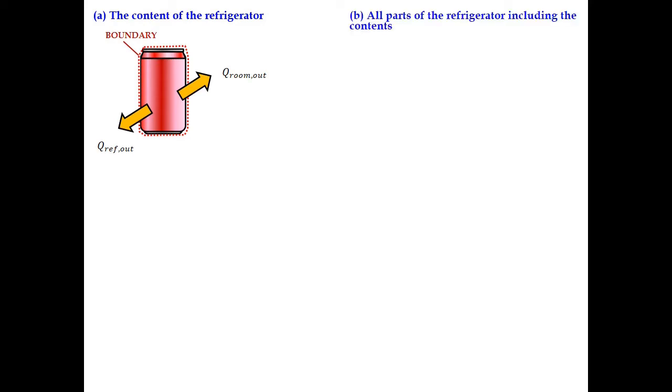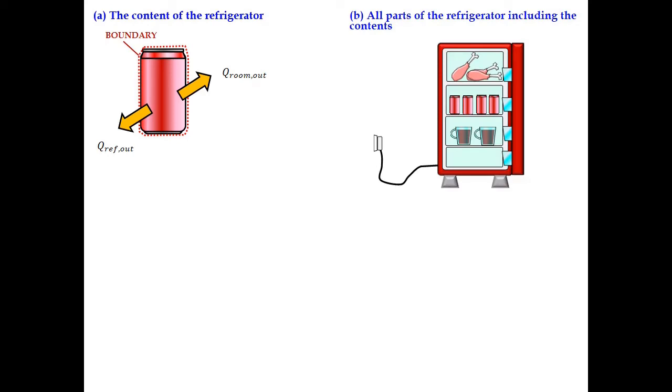Okay, scenario or case number 2, where we need to consider all parts of the refrigerator including the content, as shown in this schematic diagram of all parts of the refrigerator. So we choose the bigger boundary that includes all parts of the refrigerator and also the content. So now whatever happens to the content is already inside the boundary that we select.